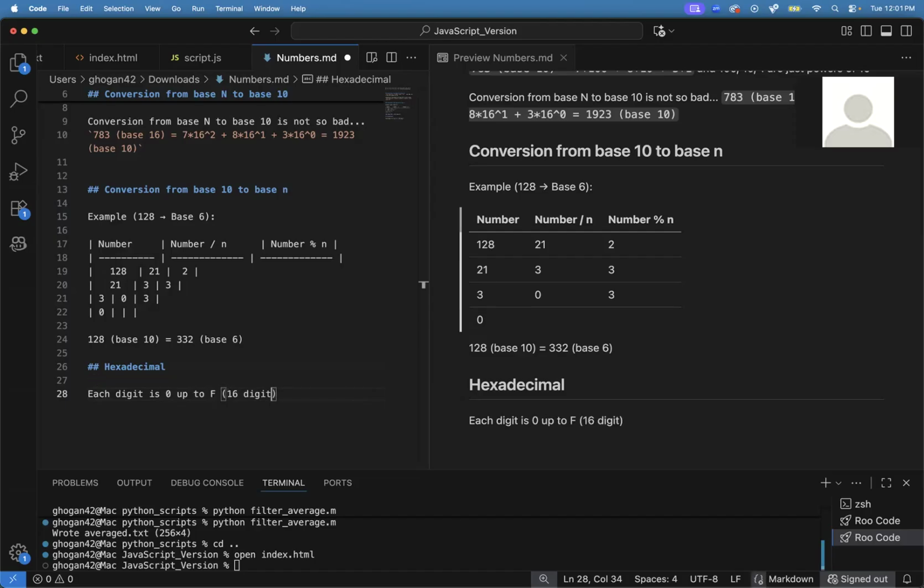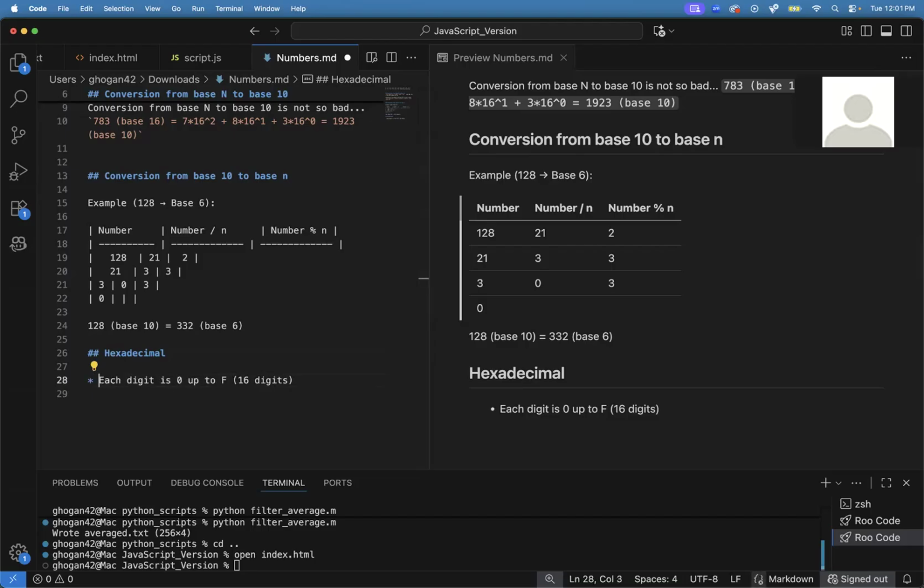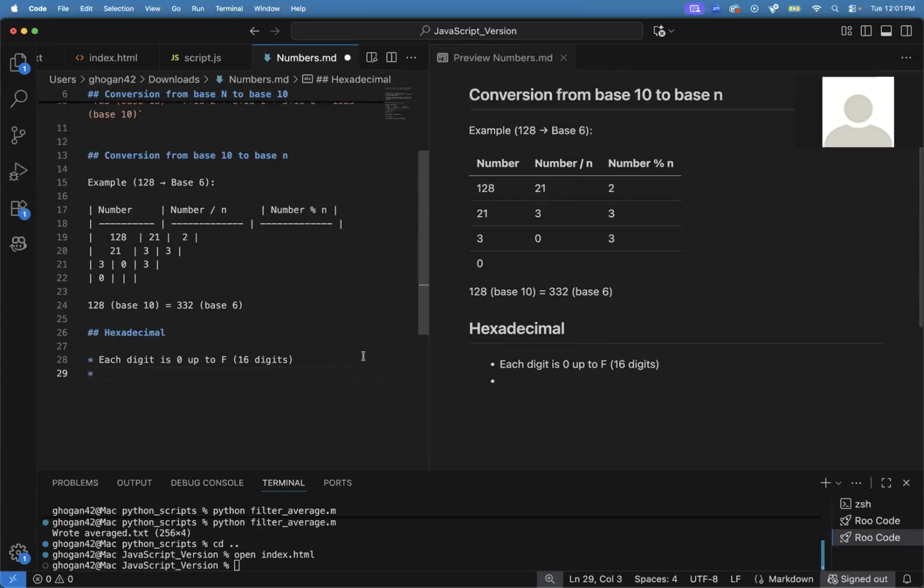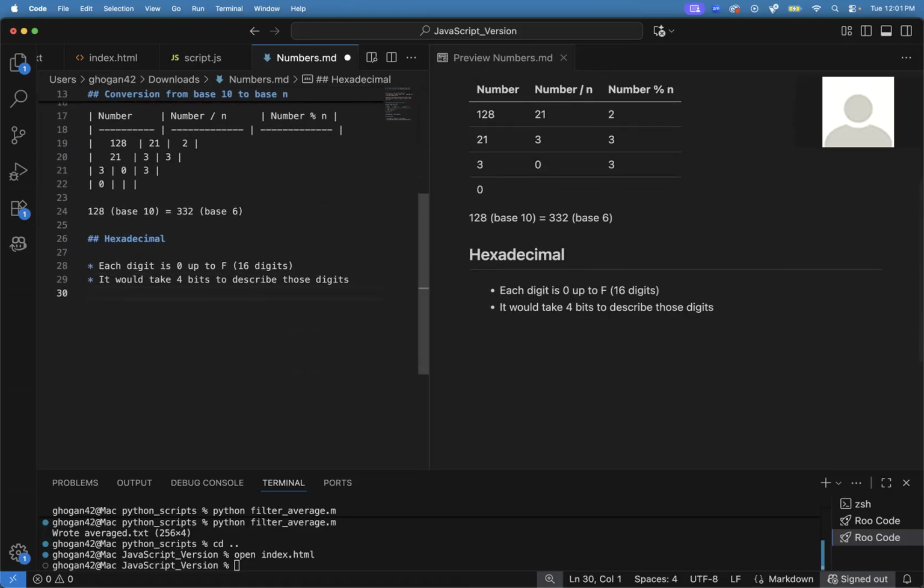So there's 16 digits. And if you think about binary numbers a little bit, what you'll remember is that if you need 16 possibilities, you would need a 4-bit number to describe these digits from 0 up to F. So it would take 4 bits to describe those digits. And what would those be? Well, I'm not going to make the table here because it's tedious, but 0 is 0000, right? Maybe I'll do this.